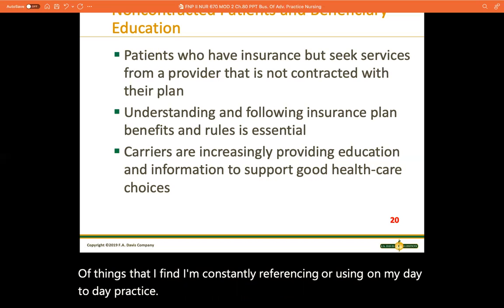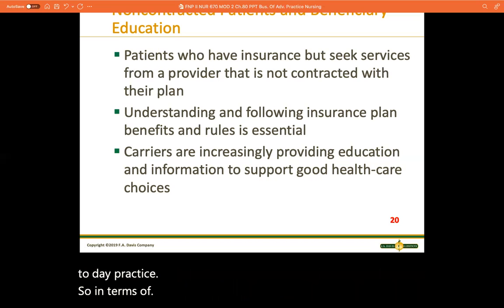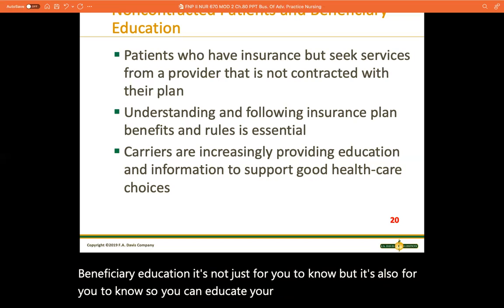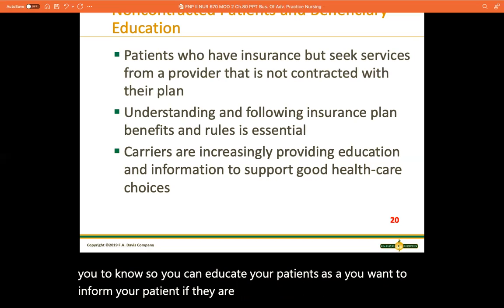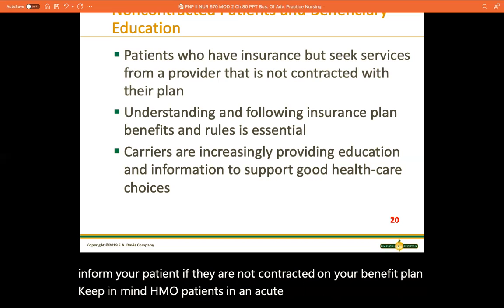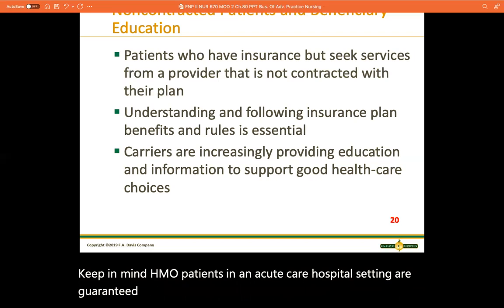So in terms of beneficiary education, it's not just for you to know, but it's also so you can educate your patients. As a provider, you want to inform your patient if they are not contracted on your benefit plan. Keep in mind, HMO patients in an acute care hospital setting are guaranteed treatment, and the non-contracted providers are required to accept the HMO determined payment.